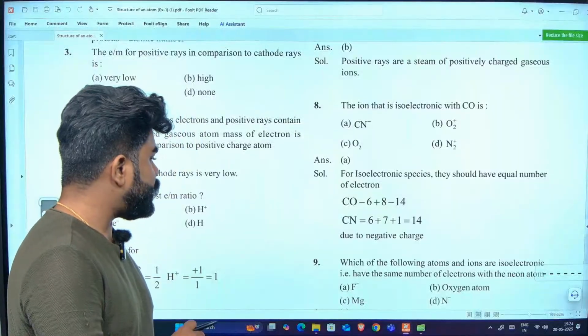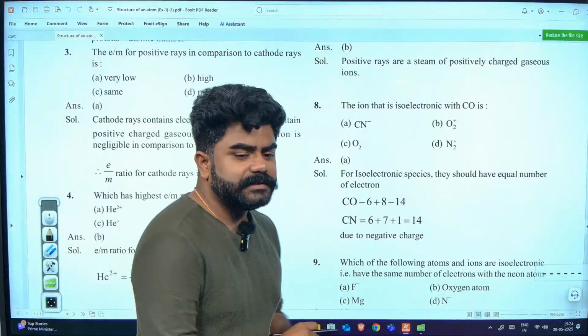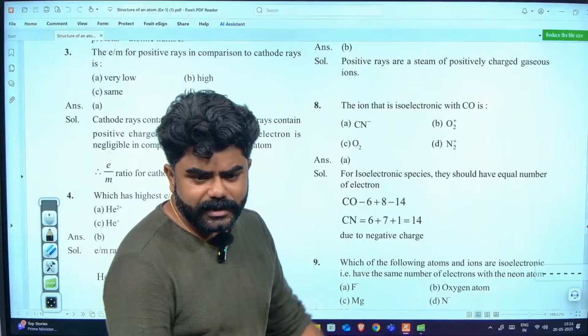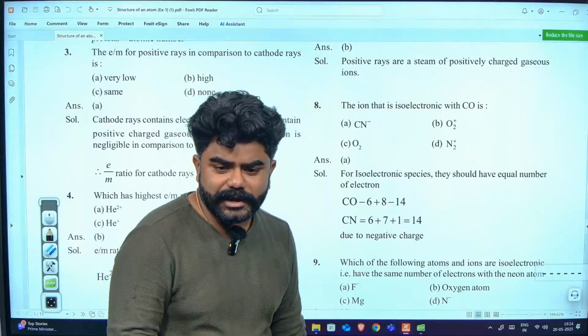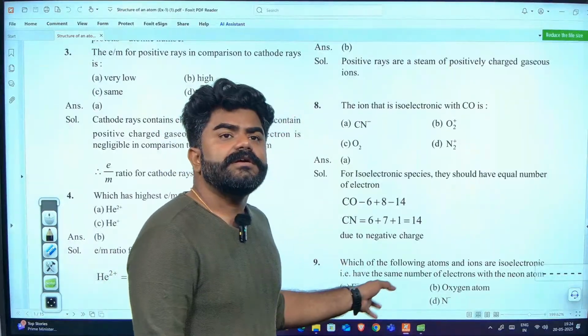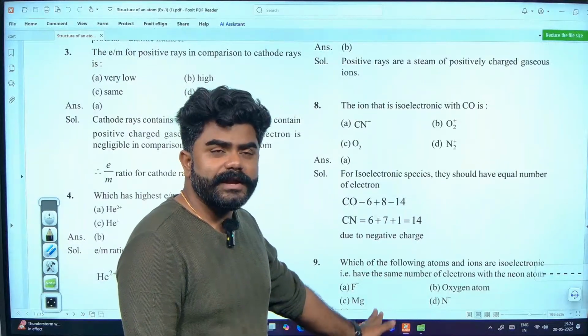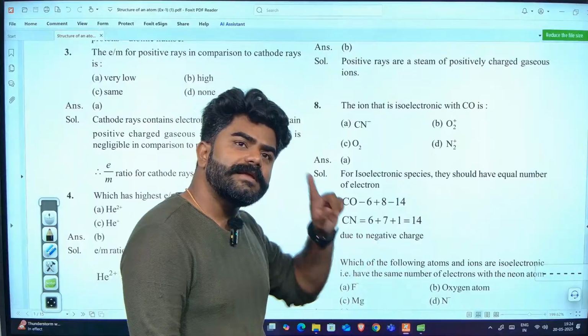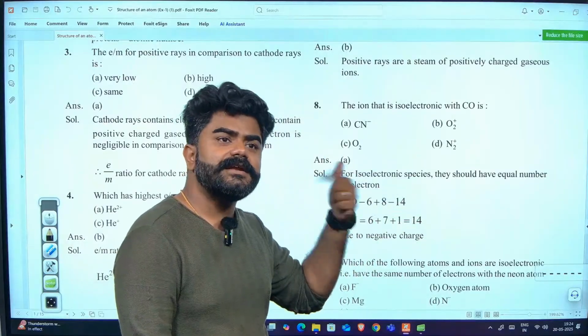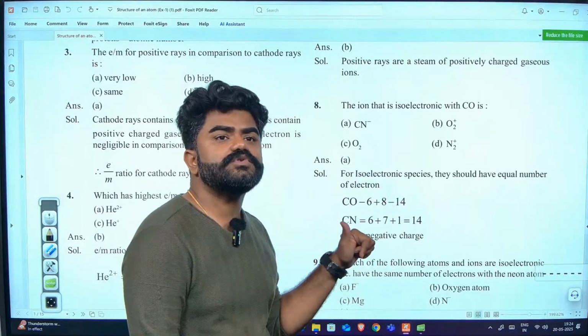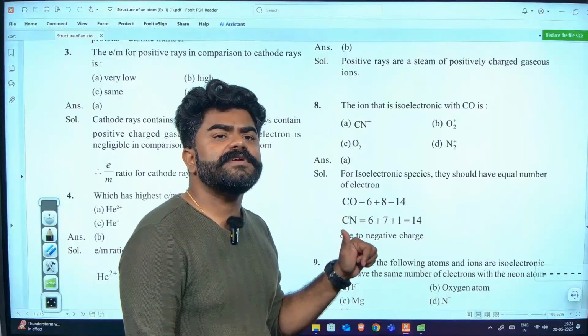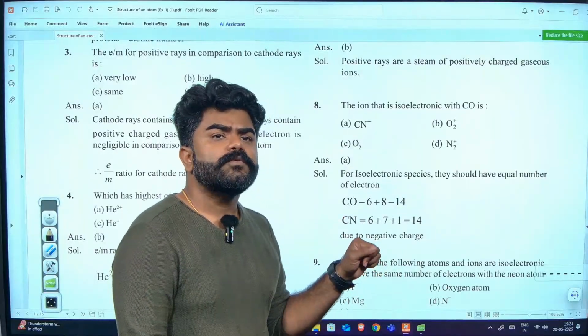Option A, fluoride, F minus: yes, 10. Fluorine has atomic number 9, and since there is a minus charge we add one electron, that is 10. Did all of you understand how the answer is fluoride? Fluorine has atomic number 9, and because of the minus charge we are adding one more electron, so it comes to 10.